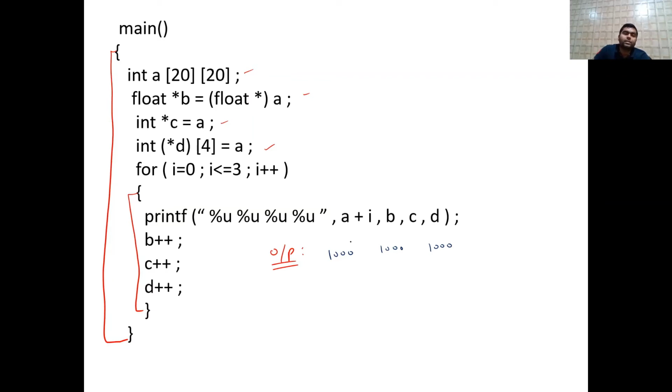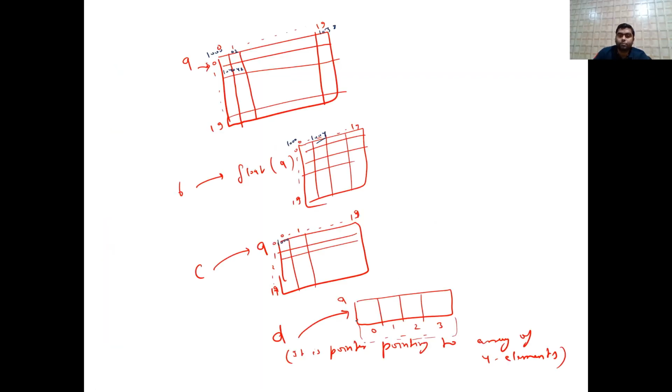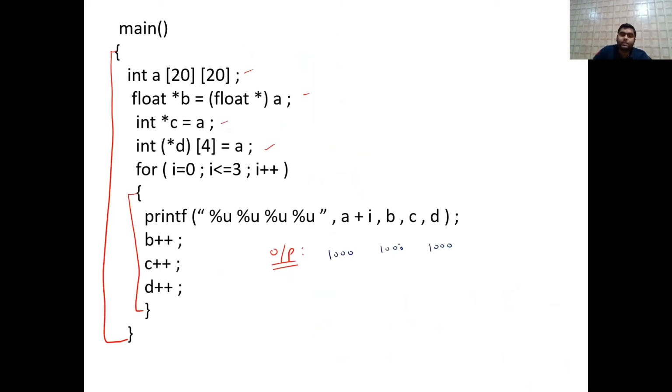And next is D. So what is D? D is a pointer pointing to an array of 4 elements. Pointing to a single one-dimensional array of 4 elements. So it is pointing to A. A means it is 1000. 1002, 1004, 1006. Next time again 4 elements will be there. So 1008, 1010. Next time again 4 elements, so 12, 14, then 1016. So currently D is again pointing to 1000.